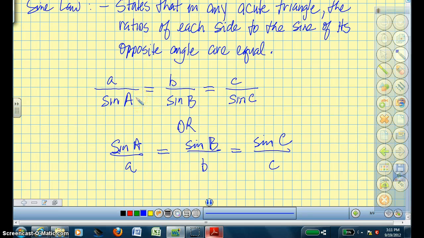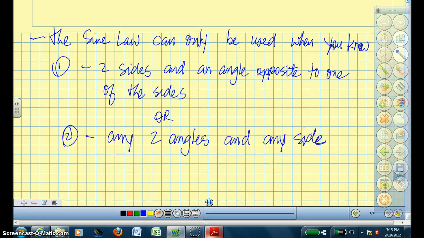And later on in the lesson, I'll show you how the sine law is derived. So there are two instances in which you can use the sine law. The first case, you must have two sides, and one of the angles must be opposite to one of the two sides that are given. The second case where you can use the sine law is when you have any two angles and any side.